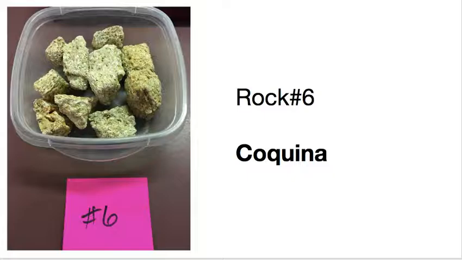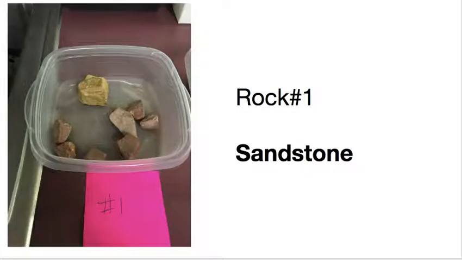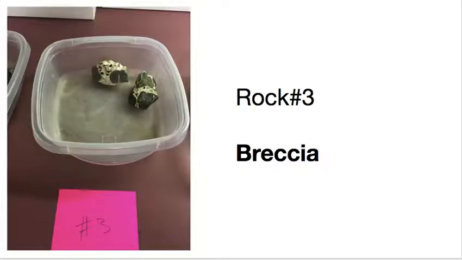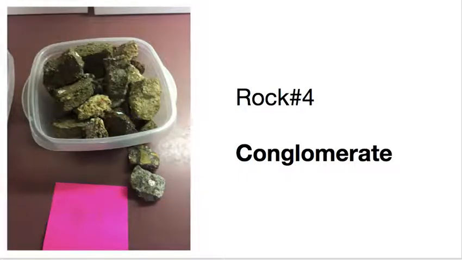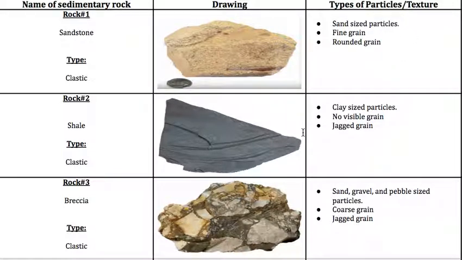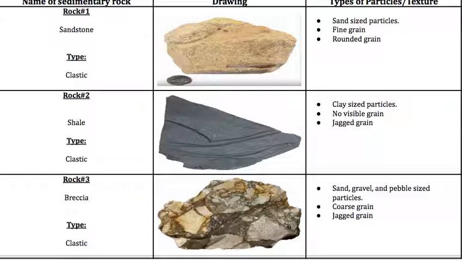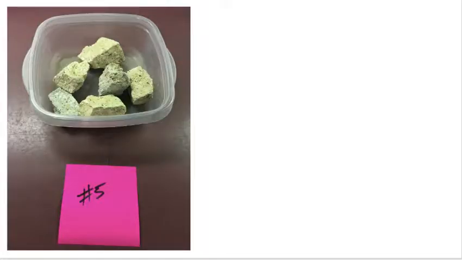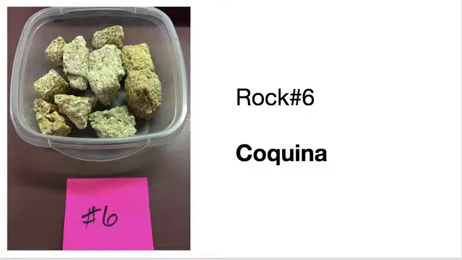So to review, the first 4 rocks that we looked at, sandstone, shale, breccia, conglomerate, these are clastic sedimentary rocks. They're clastic sedimentary rocks because the sediments that make up these rocks were deposited, compacted, and cemented together. Okay? Rocks 5 and 6, here's 5 and 6, are organic because they come from once living things. They were compacted and cemented together.